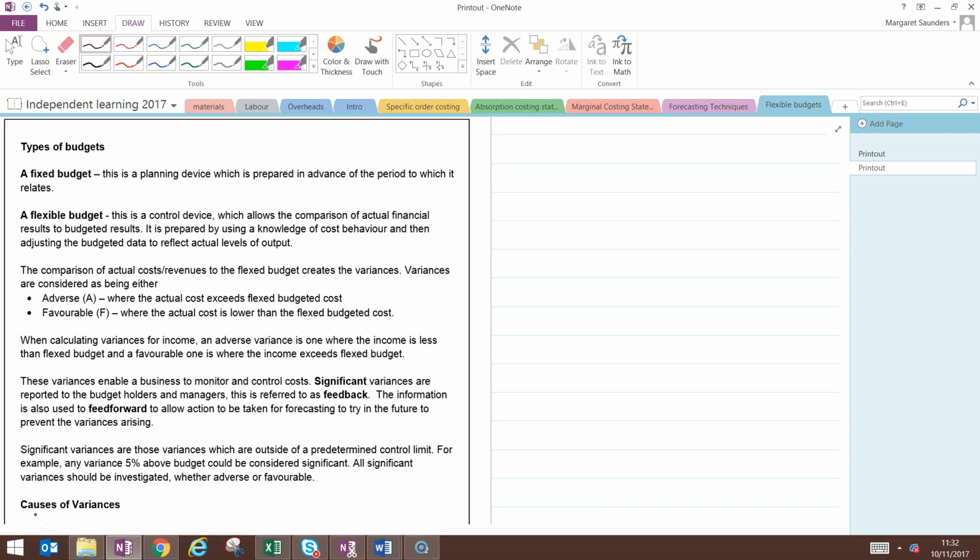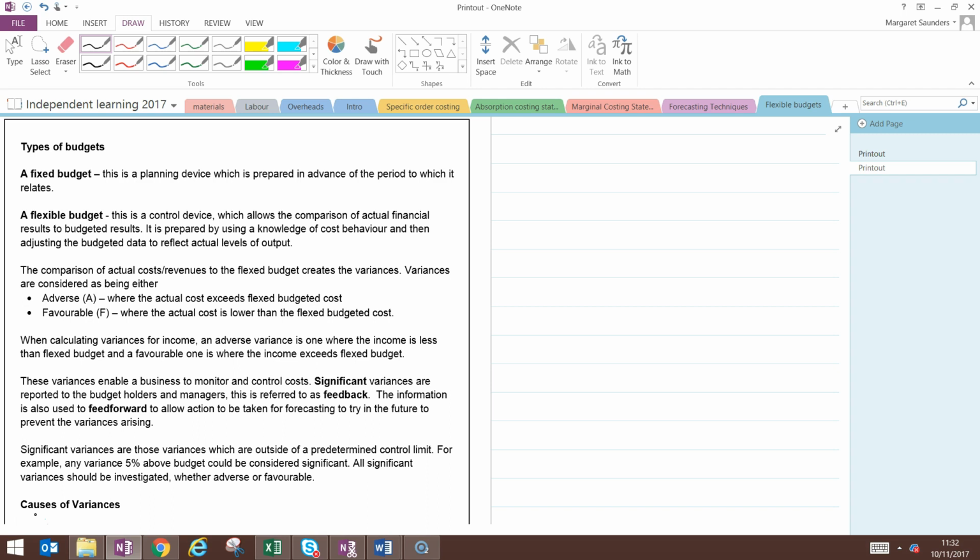In order to prepare a flexible budget, a good knowledge of cost behaviour is required. Therefore, you need to be able to recognise fixed costs, variable costs, semi-variable costs, and stepped costs. A flex budget is a budget that has been adjusted to reflect the actual levels of output.